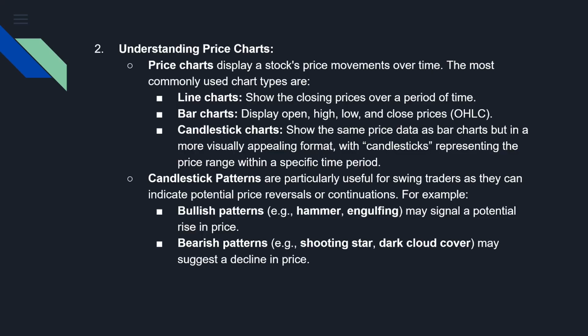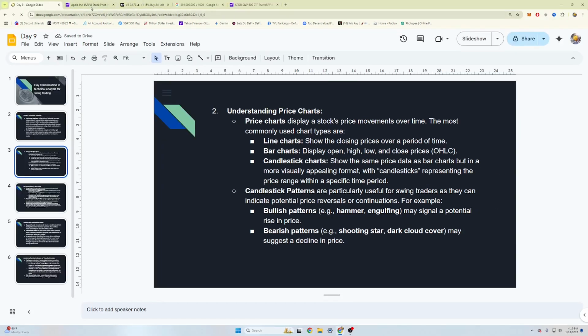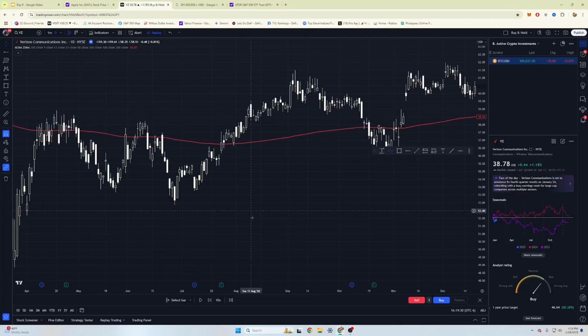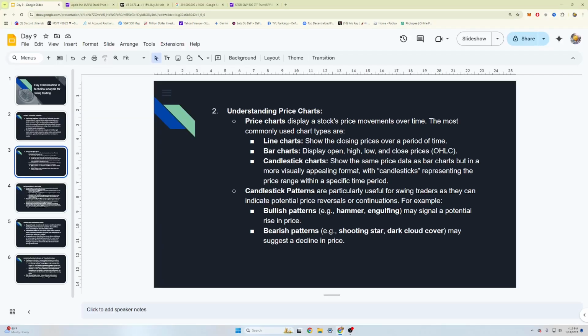Price charts: you have line charts, you have bar charts, you have candlestick charts. Now we look at candlestick charts. The line charts are like the ones you see on Yahoo Finance. So let's quickly pull up Yahoo Finance. This is a line chart. This is a candlestick chart, right? So these are candlesticks. As you see, you've got the wicks. The wicks are the little skinny lines. That's the wicks. Candlestick patterns are particularly used by swing traders as they can indicate potential price reversals or continuations.